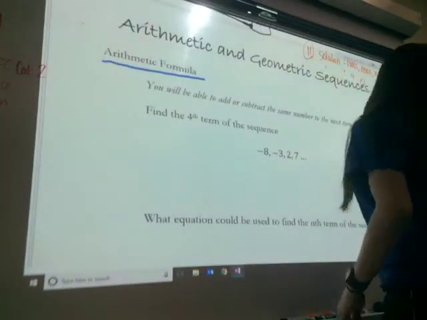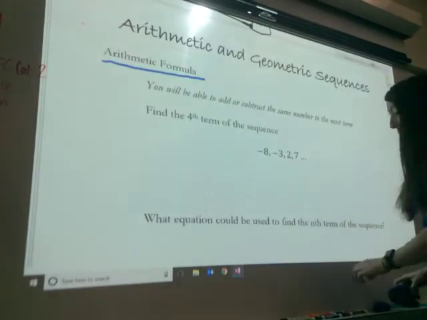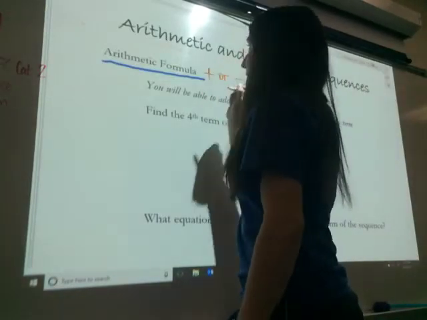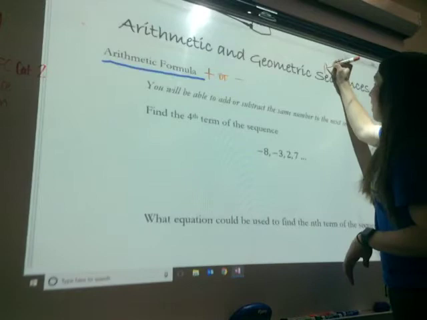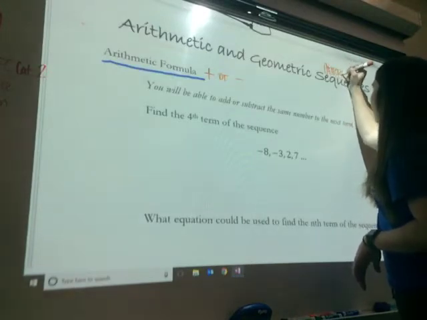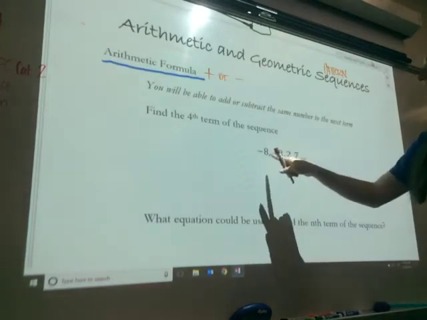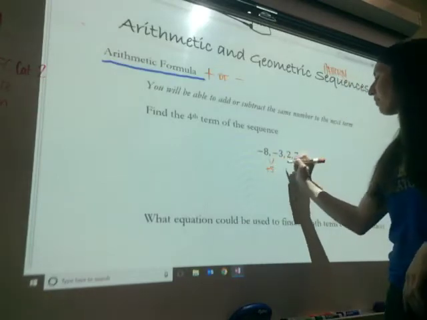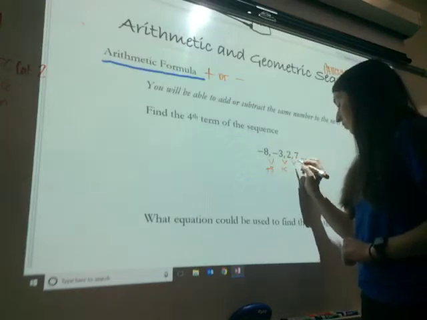So, arithmetic. Instead of writing a formula, like the other teachers are teaching, we're going to do a shortcut. We're going to say plus or minus. And again, sequences means we're looking for a pattern. So look here. What's my pattern? From -8 to -3, what did I do? Plus 5. From -3 to 2, plus 5. From 2 to 7? Plus 5.